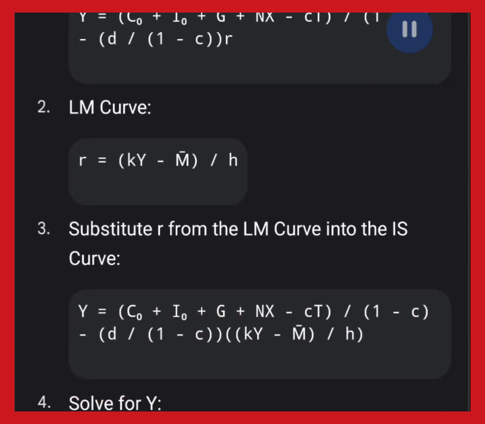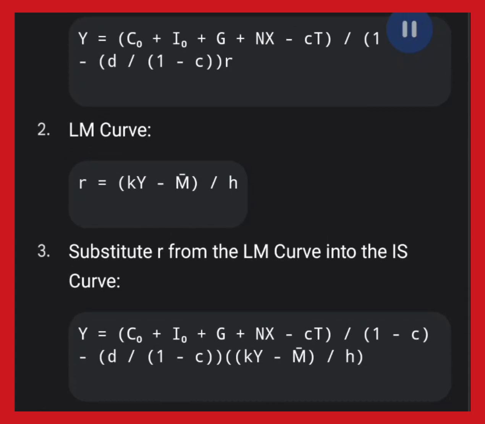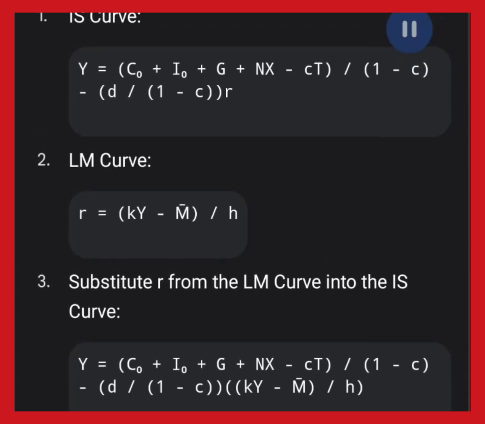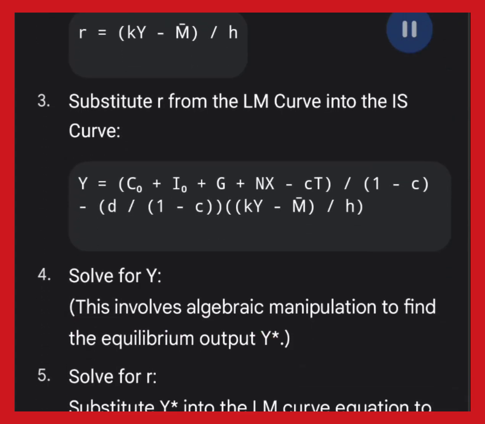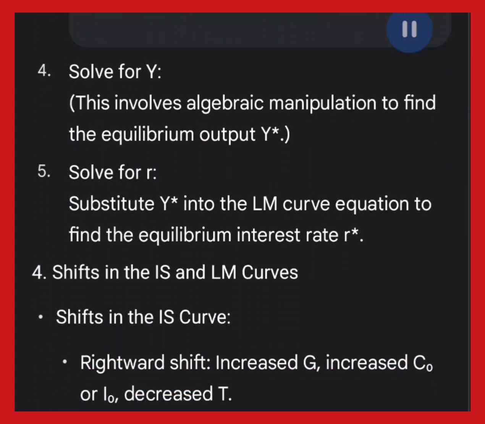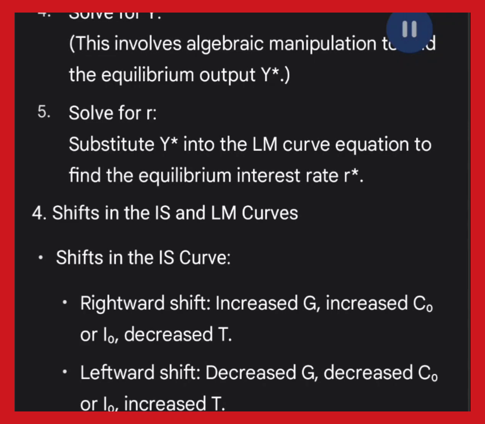3. Substitute R from the LM curve into the IS curve. Y equals (C0 plus I0 plus G plus NX minus cT) divided by (1 minus c), minus d divided by (1 minus c) times (kY minus M-bar) divided by h. 4. Solve for Y. This involves algebraic manipulation to find the equilibrium output Y. 5. Solve for R, substitute Y into the LM curve equation to find the equilibrium interest rate R.